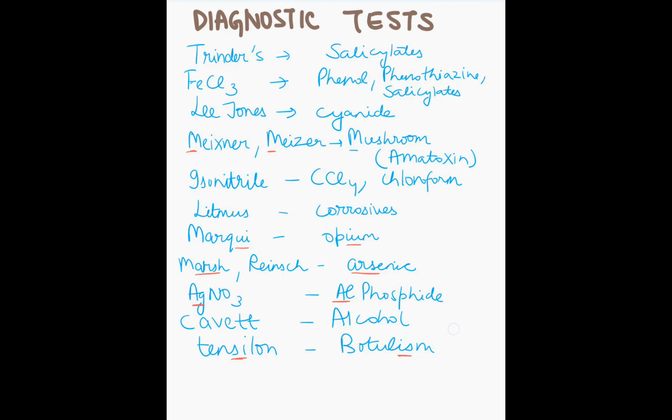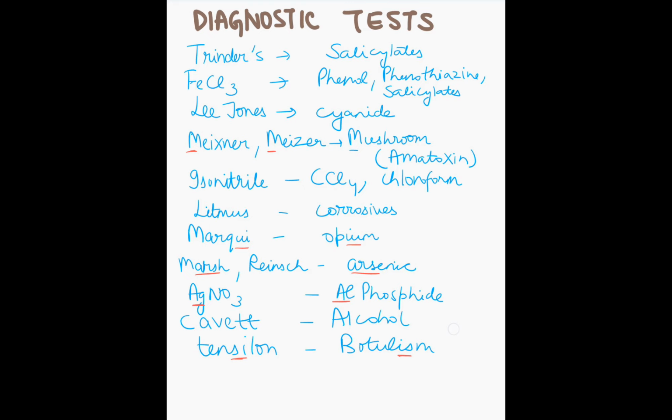Then next we have the diagnostic tests. Although they are not used very much nowadays, we need to remember the names. So Trinder's test is for salicylates like aspirin. Then ferric chloride test is for phenol, phenothiazines and salicylates. Then we have Lee-Zones test. Lee-Zones test is for cyanide.